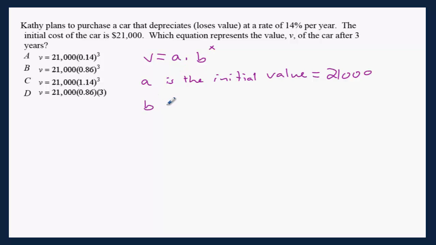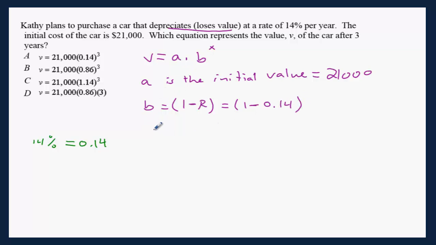What is b? The formula for b is 1 plus or minus. It depends. If the value is increasing, then it's going to be plus. If it's depreciating or decreasing, losing value, then that's going to be minus the rate. The rate in this case is 14%. You got to be careful. Do not type 14% here. 14% converted to a decimal number is 0.14. So that's 1 minus 0.14.